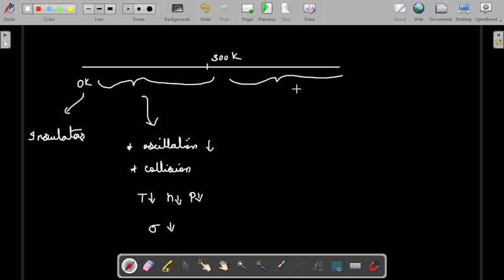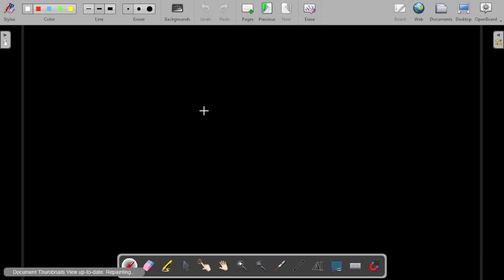But in this case, above 300 Kelvin, what will happen? T will increase. Comparing to this one, T is more. So n will increase, p will increase, so the total conductivity will increase. From this simple thing, we came to understand that the behavior changes for the conductor and semiconductor based on the temperature. So note that.